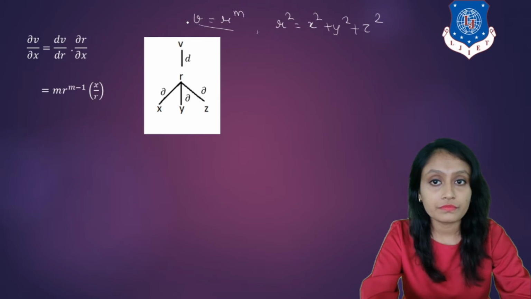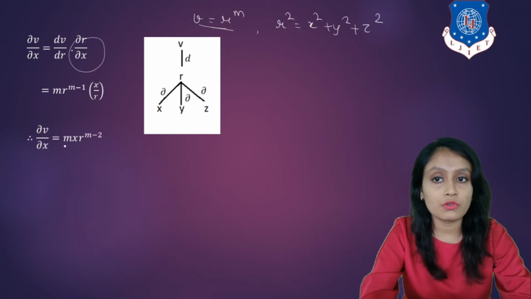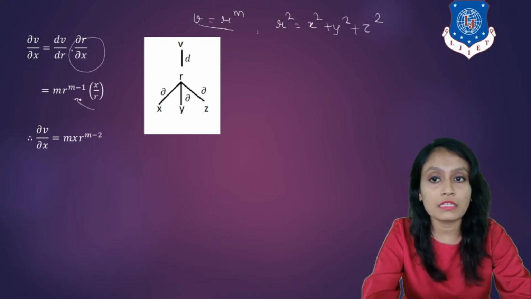Now v is equal to r raised to m. So the derivative of v with respect to r is what? m r raised to m minus 1, and del r by del x, this we have already found out. Its answer is x upon r. Now simplify this. So you will get m x r raised to m minus 2. Bring this r in the numerator, so you will get r raised to m minus 2.